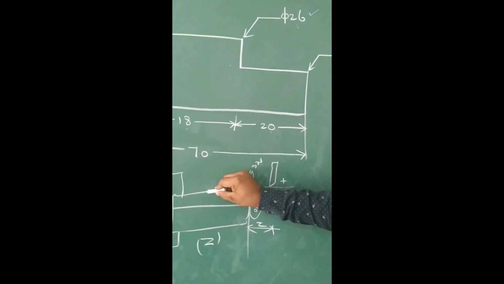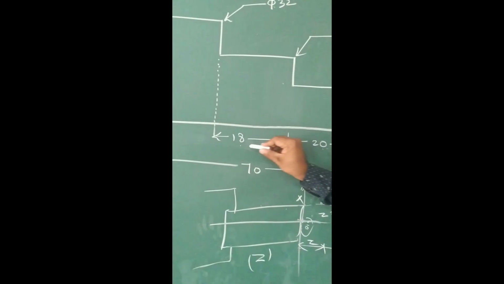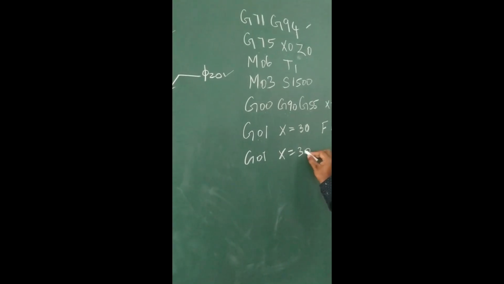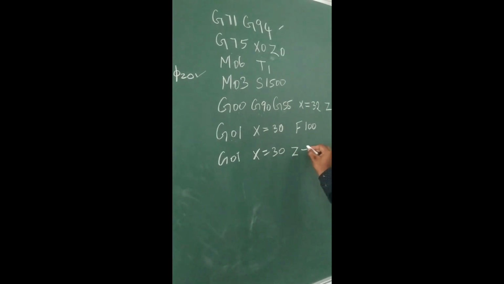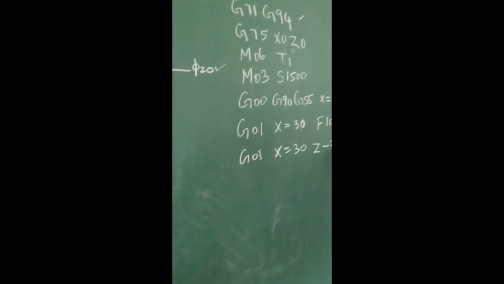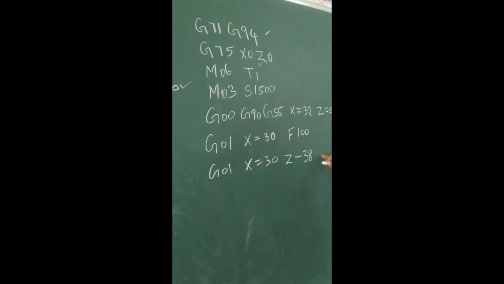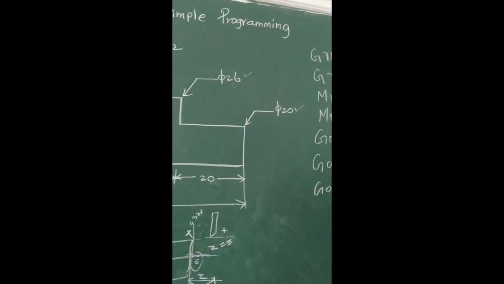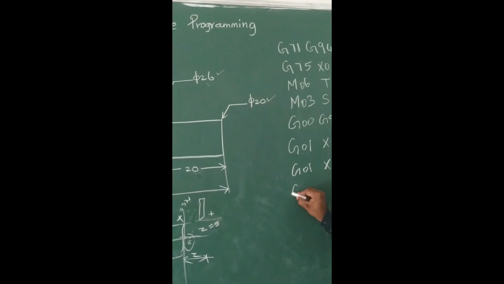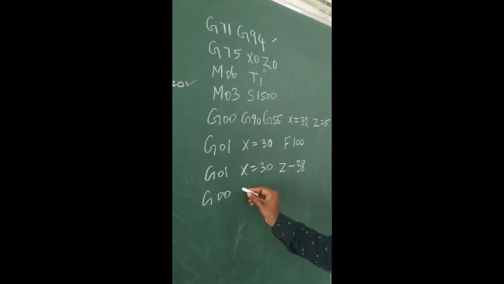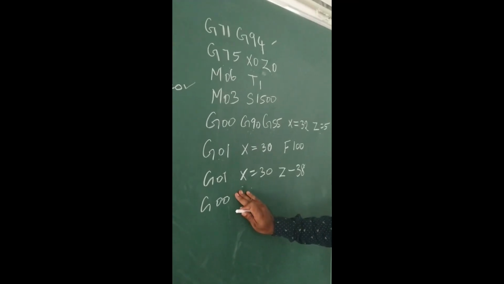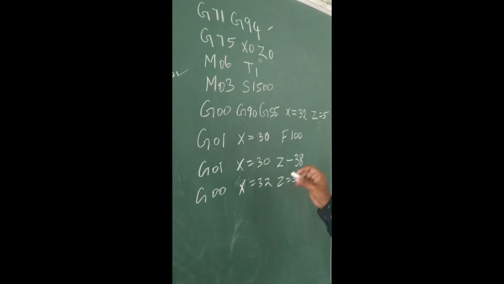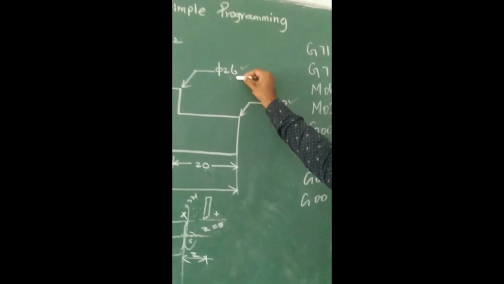Now I have to move the tool along the distance 20 plus 18, 38. So I have to write the command G01, x is equal to 30, z is equal to minus 20 plus 18, 38. The same feed is going to follow. Now I have to send the cutting tool back to the home position, or some position. So I am going to write G00, which means quick, fast movement. x is equal to 32, z is equal to 5. Again I have to cut up to 26.